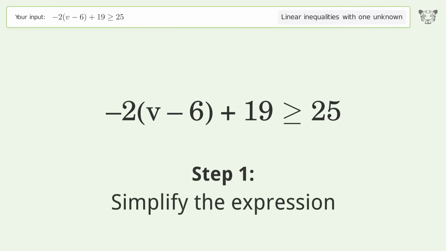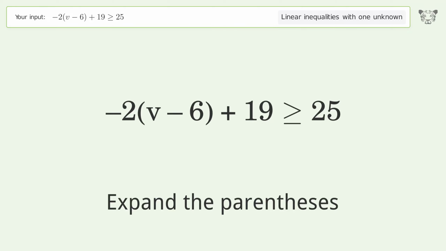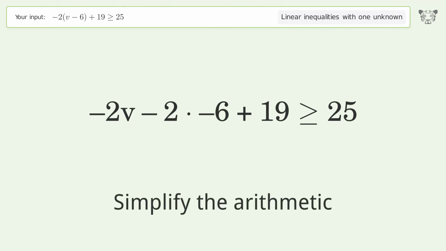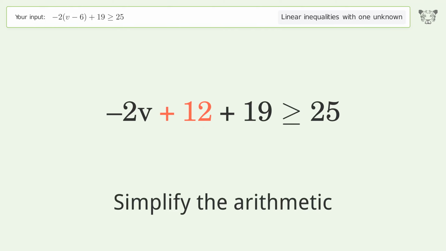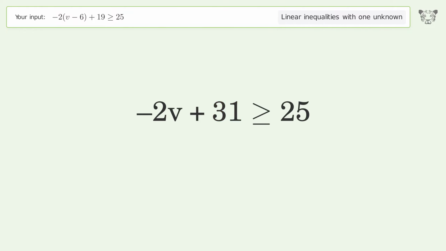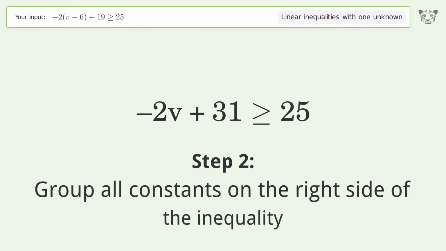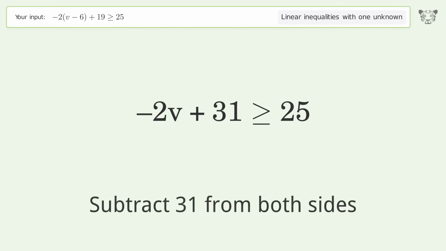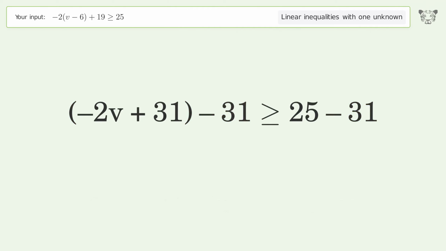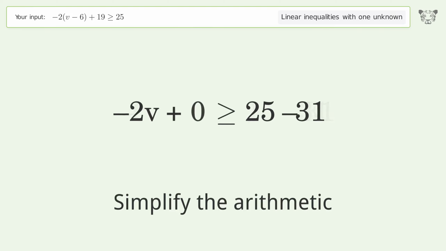Simplify the expression. Expand the parentheses. Simplify the arithmetic. Group all constants on the right side of the inequality. Subtract 31 from both sides. Simplify the arithmetic.